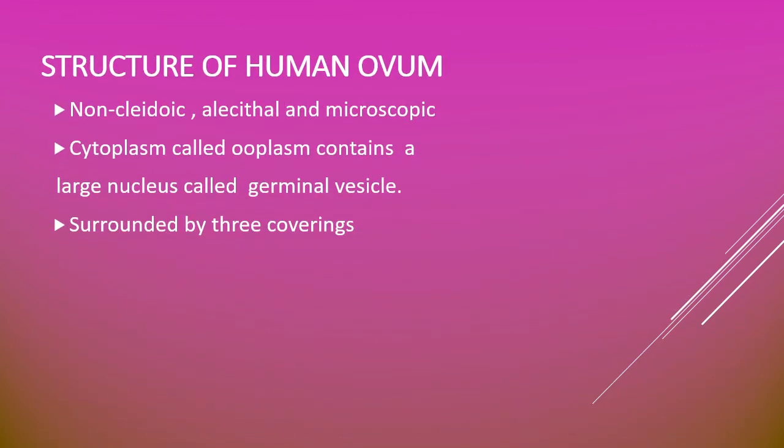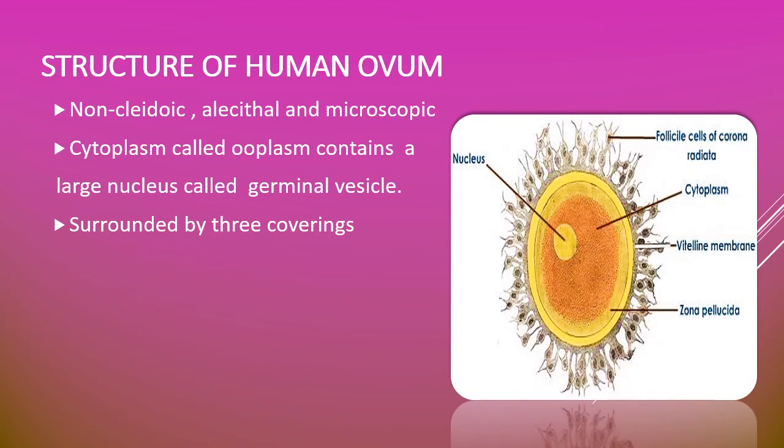Now let us see the structure of the human ovum. As the human ovum is not covered by a shell, it is said to be non-cleidoic. As it contains no yolk, it belongs to alecithal eggs and is microscopic in nature. The cytoplasm of the egg is called ooplasm and it contains a large nucleus called germinal vesicle. It is surrounded by 3 layers or 3 coverings.